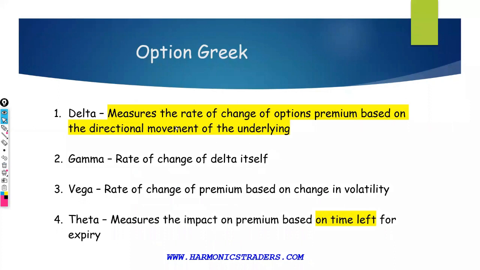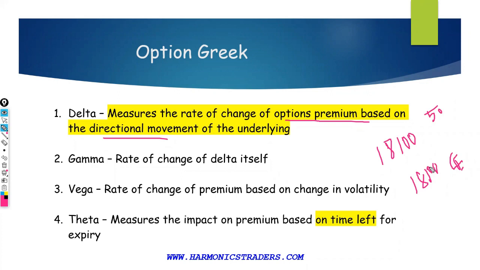We'll get started. Basically, Delta measures the rate of change of option premium based on the movement of the underlying asset. So how much is the premium going to increase? Let us say Nifty is at 1800 and you have bought 1800 CE. If the spot moves by, let us say, 50 points, how much is this 1800 CE expected to move? Definitely not 50, right? It should be somewhere around 40 or 30, right? Those kind of movements, whatever is being dealt with, that is called delta.